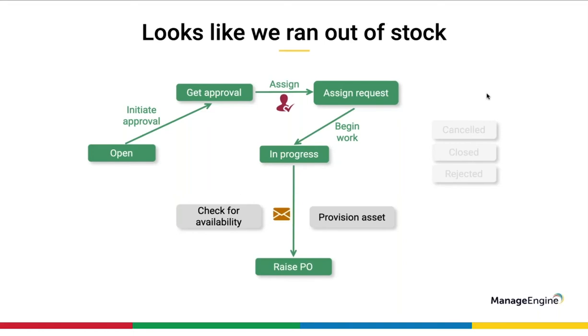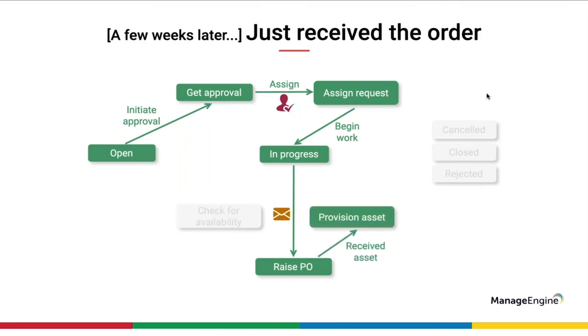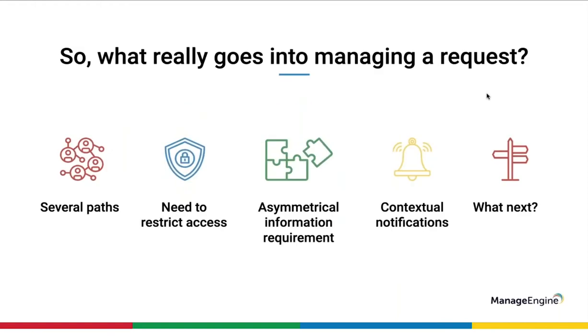Now the technician has to be guided correctly. He can check the availability. Once it is not there, then he can raise a purchase order, provision the asset once it is received, and then close the request. So what really goes into managing a request?